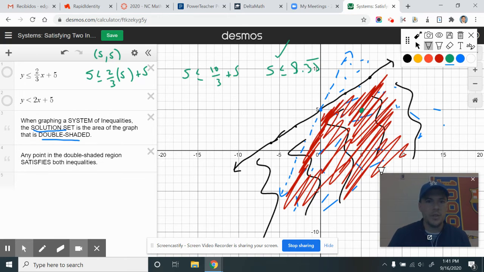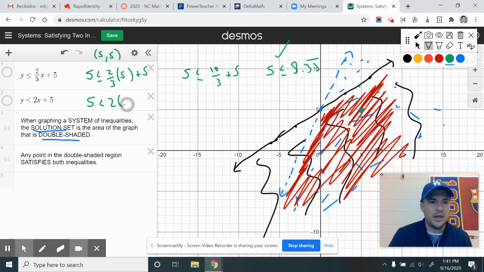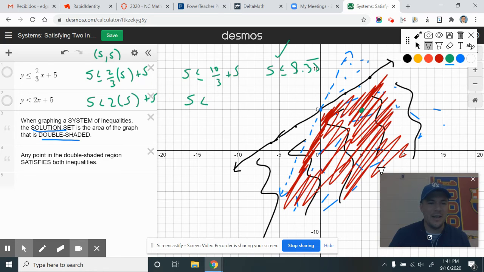All right. And next one, is 5 less than 2 times 5 plus 5? In other words, 2 times 5 is 10, plus 5 is 15. Is 5 less than 15? You betcha. It is. All right, in other words, (5, 5) is a solution to both of these. It is included in the double shaded region.